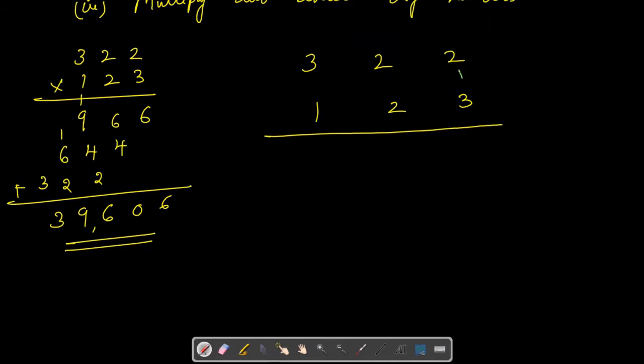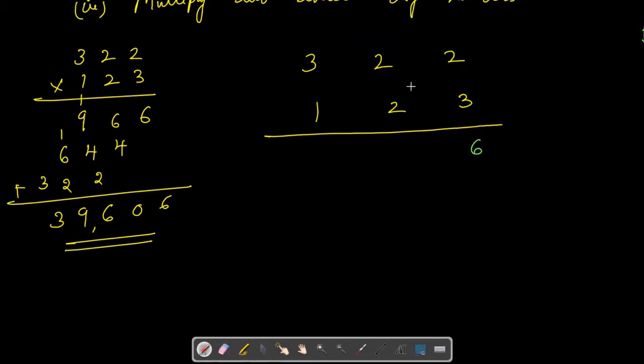So let us first multiply these two digits, the ones which are in the ones place. So 3 times 2 gives me 6. The first step we followed was the arrow mark. So what I'll be doing now is I will just remove this arrow mark from here.